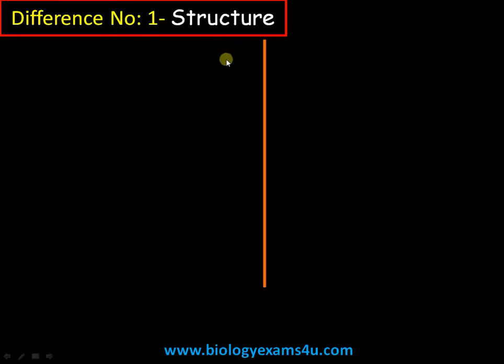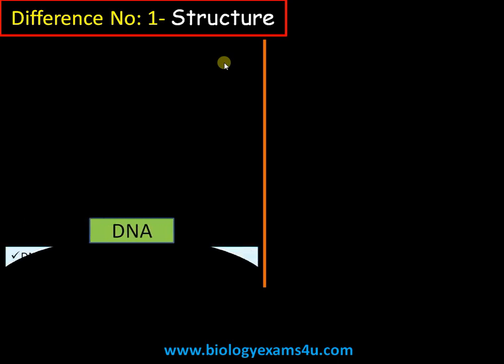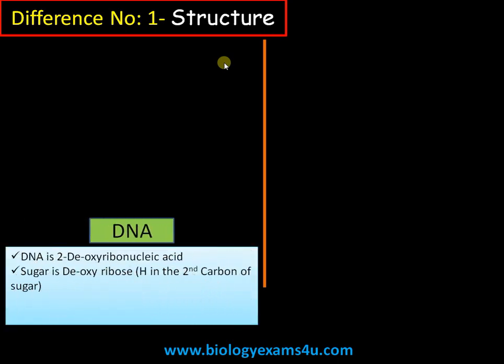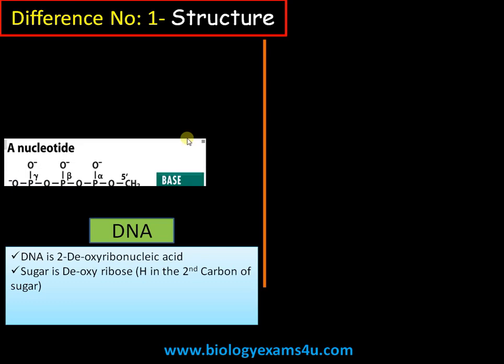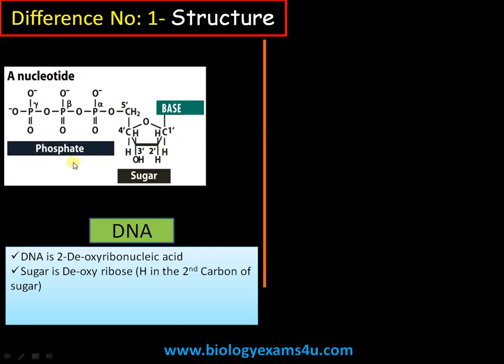First of all, starting with the basic difference, that is in structure. DNA is deoxyribonucleic acid, where the sugar is deoxyribose. And this is the structure of a nucleotide, the building blocks of a DNA molecule. A nucleotide consists of a nitrogenous base, a sugar, and a phosphate group. In the case of DNA, this sugar is deoxyribose. In the second carbon position, there is a hydrogen atom.